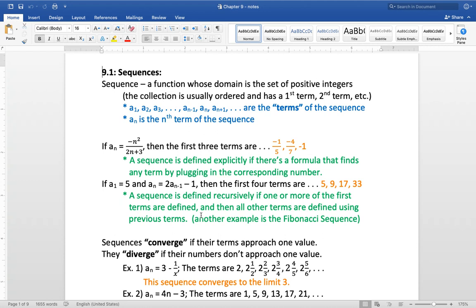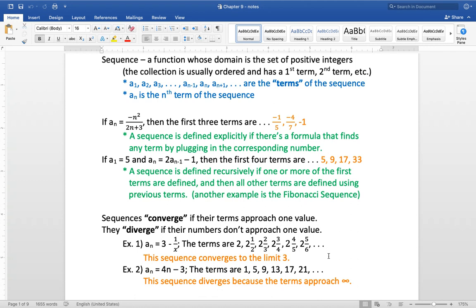Now, a recursive definition means you have a starting point. They give you the first 1 or 2 or 3 numbers, and then they give you a formula for how to get the rest. And here's the deal. If you want the 50th term, you probably need to know the 49th term first. But to get the 49th term, you might need to know the 48th term. So you can't just jump ahead and find any term that you want. You need to go in order using this recursive definition. But once again, up here, in this example, these are the first 4 terms in the sequence.